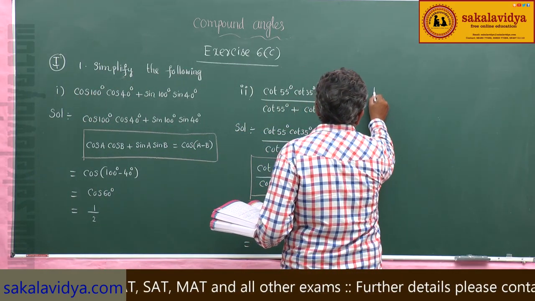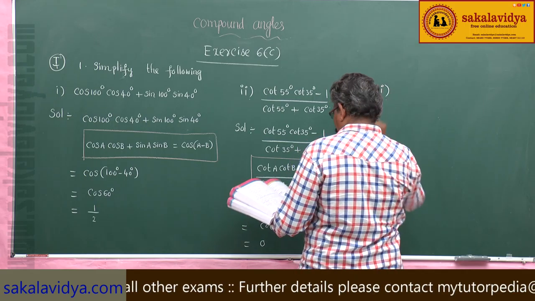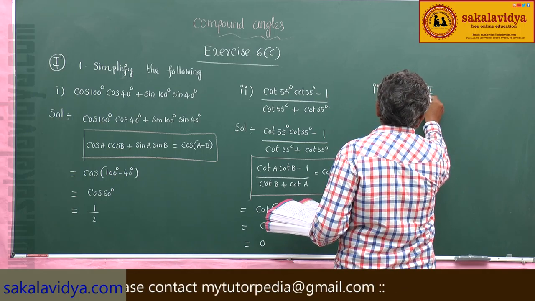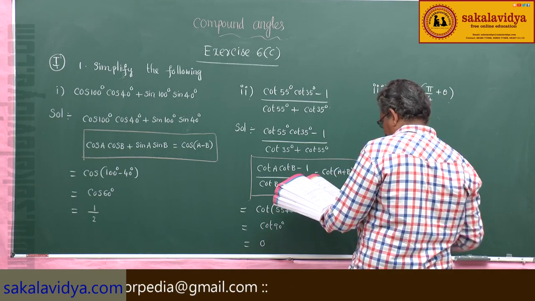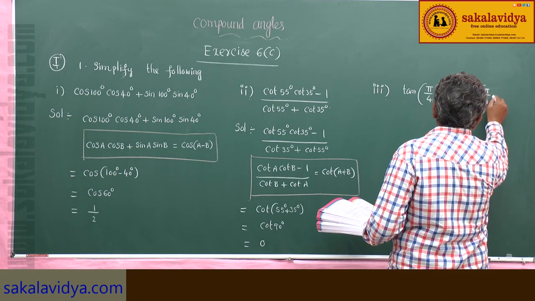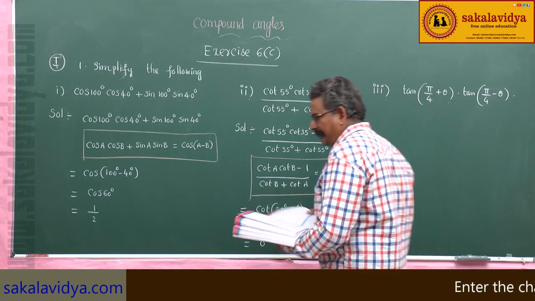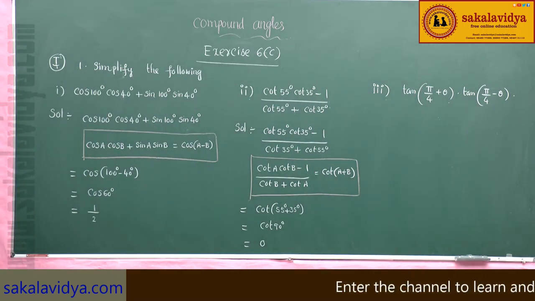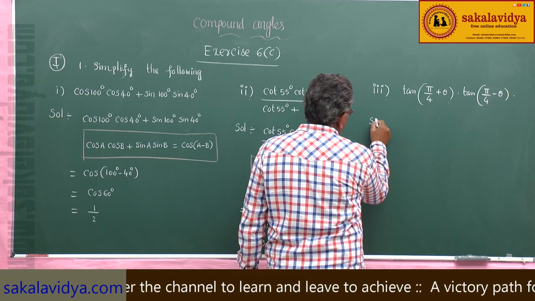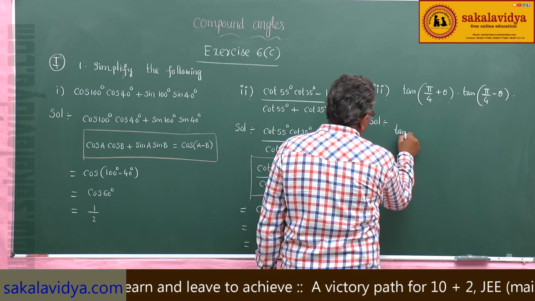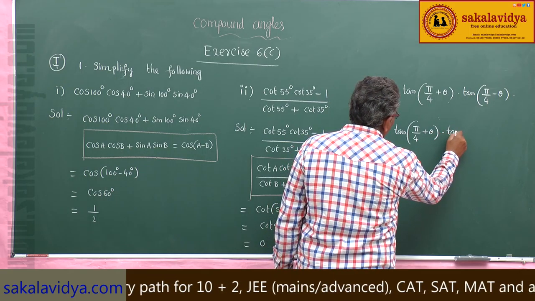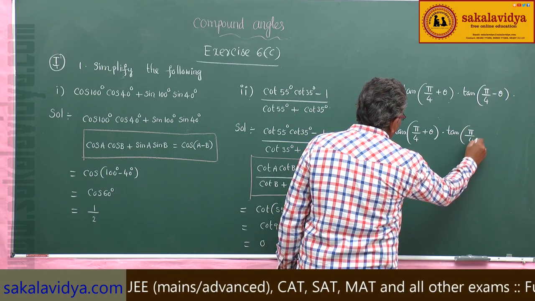Third one, tan of pi by 4 plus theta into tan of pi by 4 minus theta. The value of this one we have to simplify. Now this one, tan of pi by 4 plus theta into tan of pi by 4 minus theta.